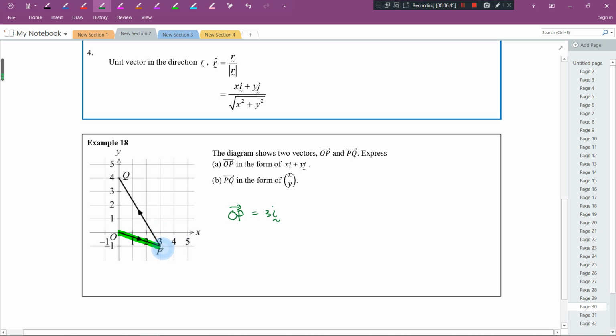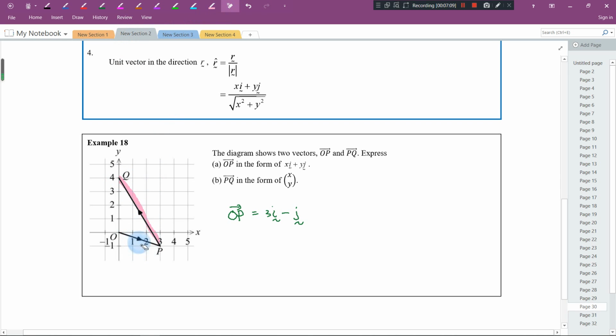Then go down 1 unit. Go down, you have to use negative. Negative 1j. 1j, you don't have to write 1. You just need to write j. Okay? Now how about PQ? Now we want to write in this form. P to Q. Okay, this way.